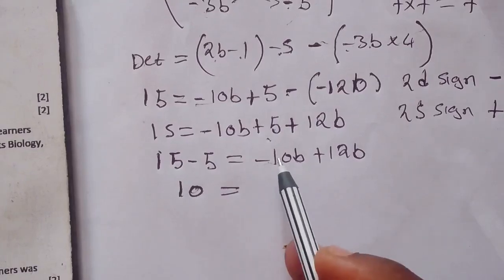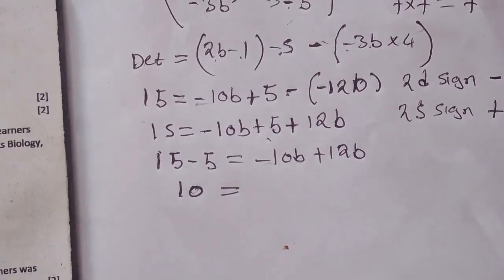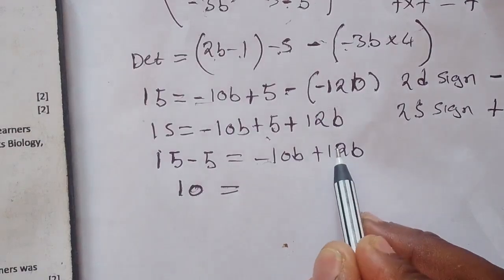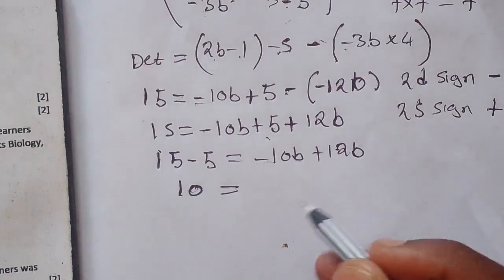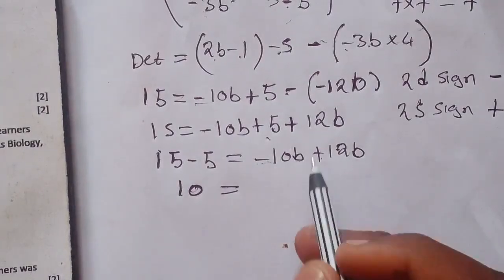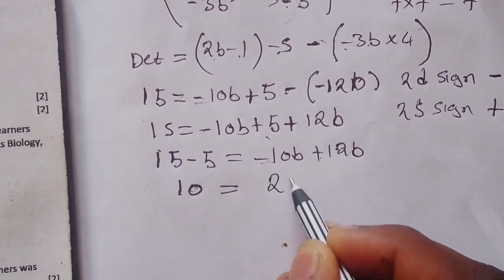So since we are dealing with two different signs here, just know that we're going to subtract and we get the sign from the bigger number. So our answer will carry the sign of the bigger number, which is 12. Since 12 is positive, our answer will carry positive. So we're going to have negative 10b plus 12b. Remember I said we subtract, so we get 2b.